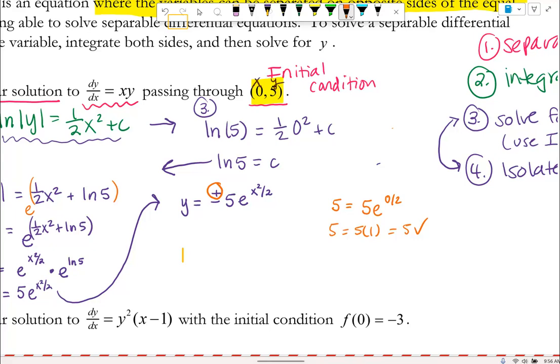But yes, our solution is the positive 5, and we should make sure that we write that down. Oh, I see what happened now. All right. 5e to the x squared over 2. Technology, man. Okay. Let's move on to the next example.